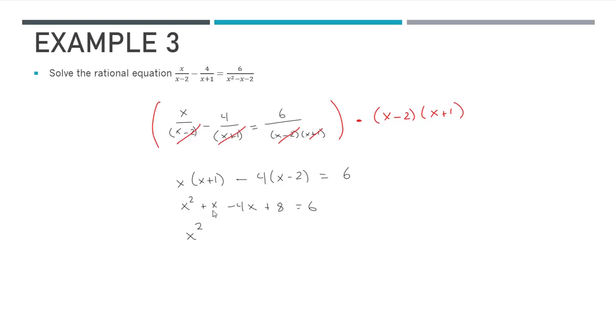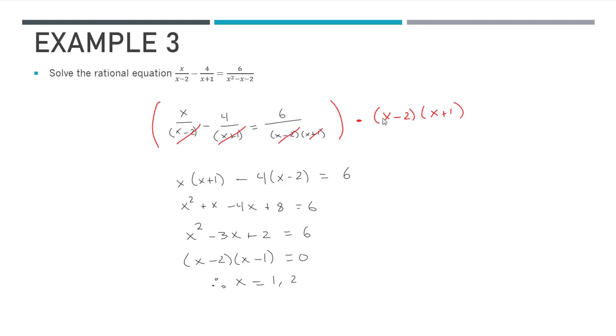So there's only one x squared. You get minus 3x, and then we'll minus 6. So you get plus 2 equals 0. And then we're going to factor this. So you get x minus 2 times x minus 1 equals 0. So therefore, x is equal to 1 and 2.